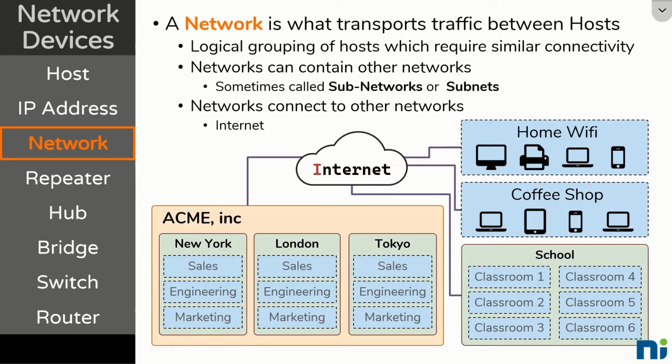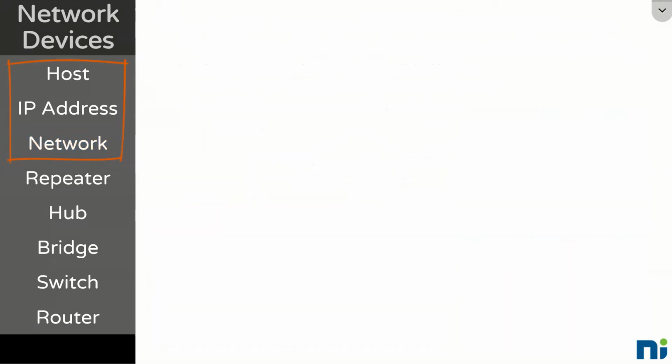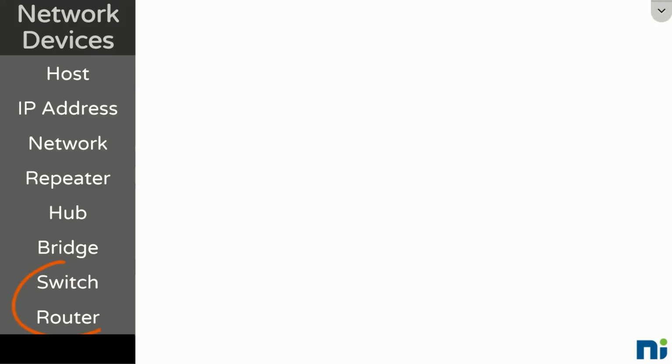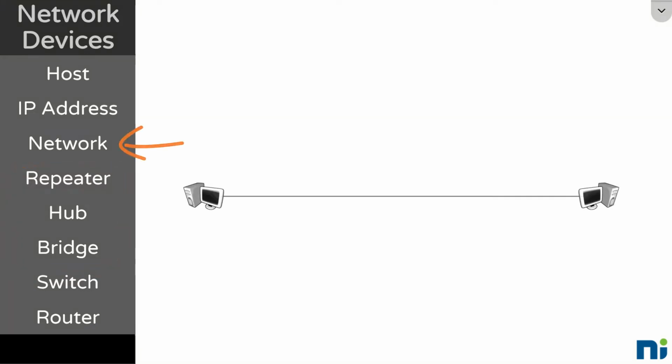Either way, that wraps up our discussion on hosts, IP addresses, and networks. In part 2, we'll continue our discussion by unpacking repeaters, hubs, bridges, switches, and routers. But we can't really understand those until we understand where we've come from, so we have to start there. In the last video, we unpacked the idea of a network.